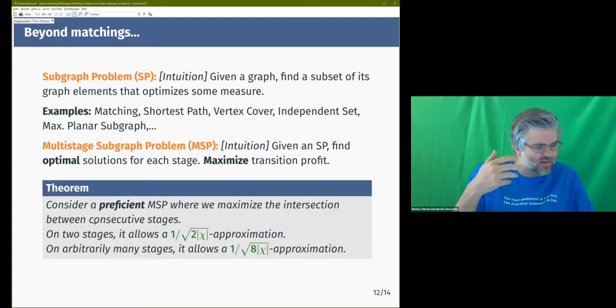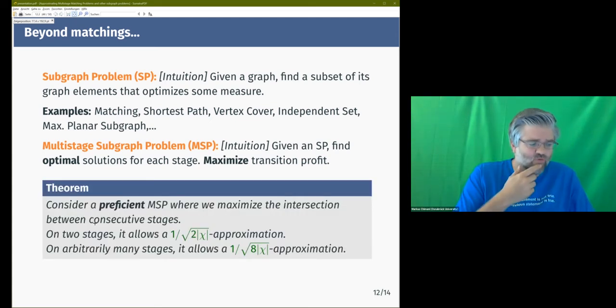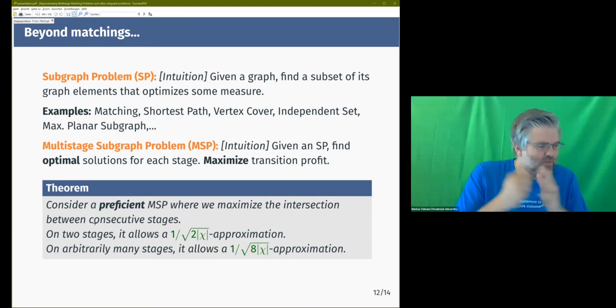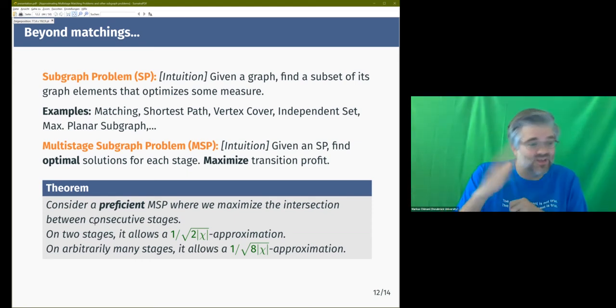And now we can take this algorithm that I've shown you before, and of course we have to build it out a bit to handle all the general things that can happen but do not occur with the matching. But we can attain the same approximation ratio for any multi-stage subgraph problem, provided that this multi-stage subgraph problem is proficient.